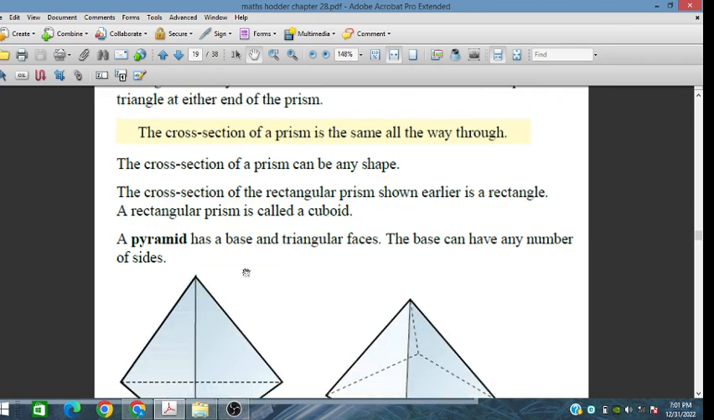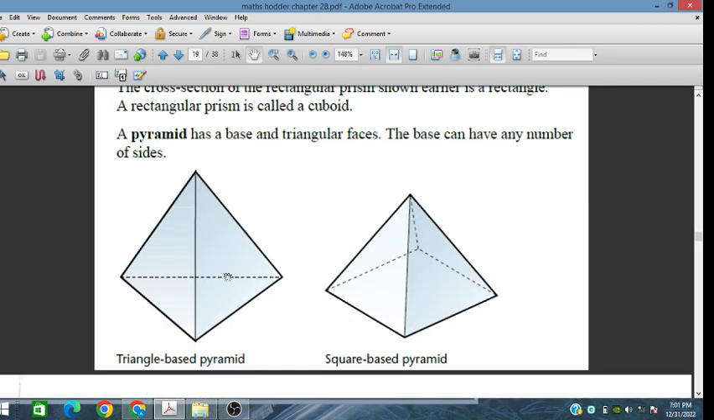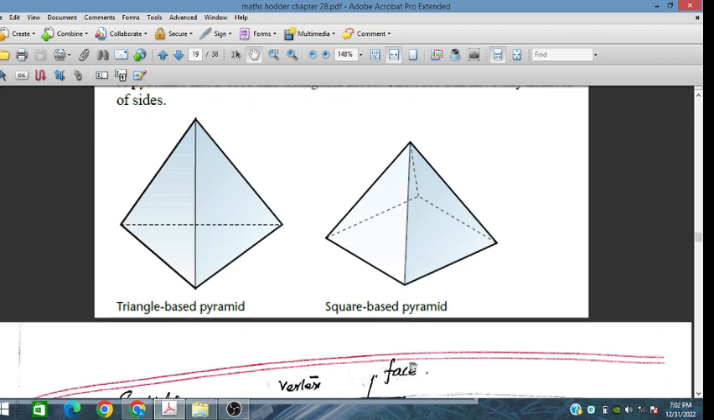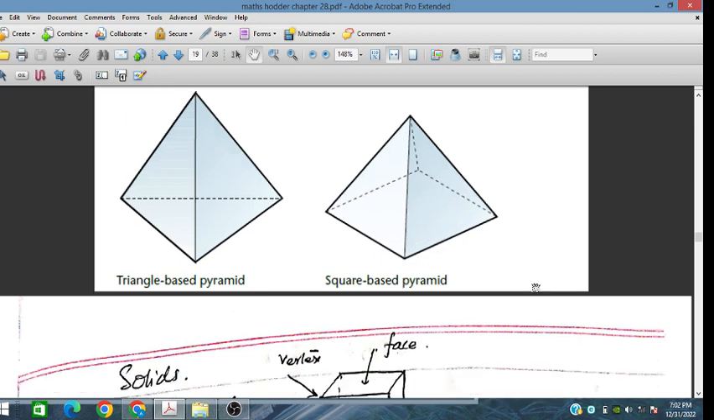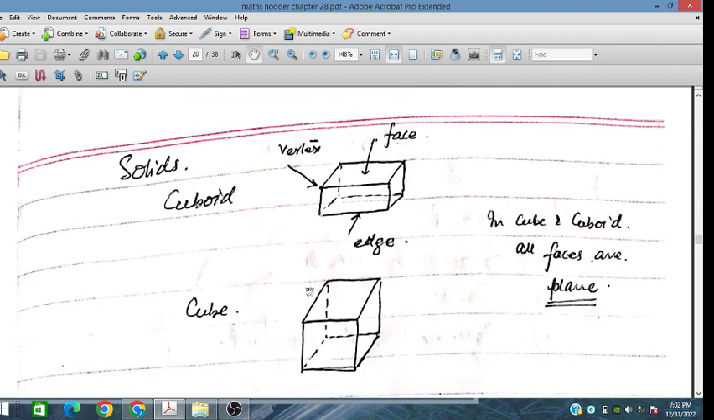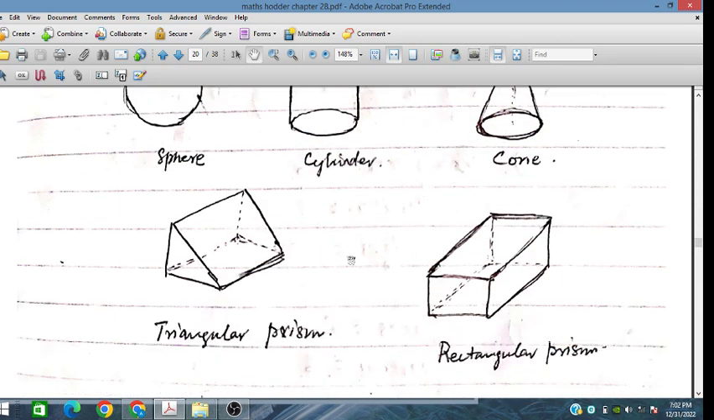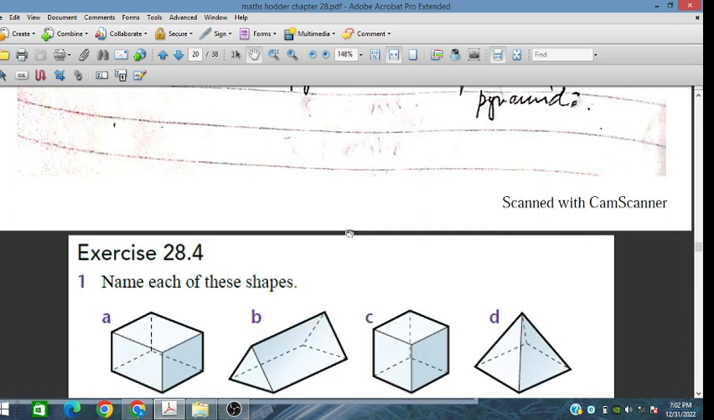A pyramid has a base and triangular faces. This is a base, and this is a triangular face. So this is a triangular face, this is a triangular face, another is a triangular face. So it's a square-based pyramid. This is another triangle. There are four triangles and one square at the bottom. So these are the different faces. Cylinder and cone we have already learned.